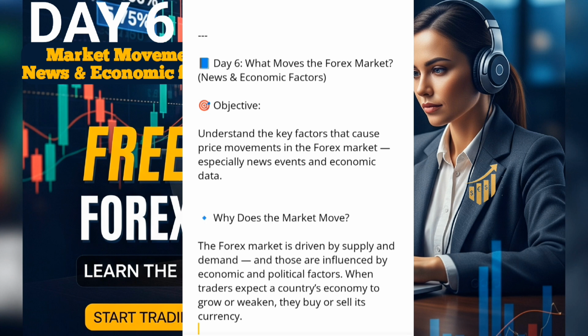Why does the market move? The Forex market is driven by supply and demand, and those are influenced by economic and political factors. When traders expect a country's economy to grow or weaken, they buy or sell its currency.